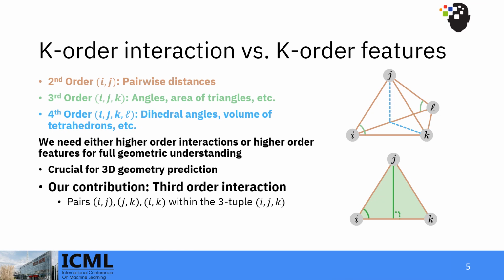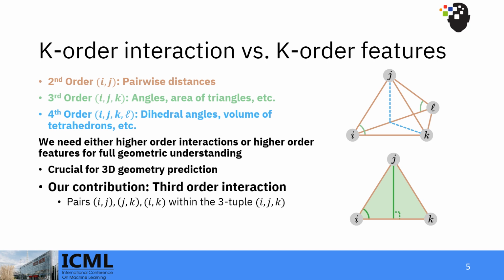It can be shown that the understanding of different geometric features is directly related to the order of the interactions within a model. We can either manually incorporate these features or design a more expressive model with higher-order interactions, which can infer these features. Second-order interactions within tuples only allow for understanding of pairwise distances, while third-order interactions within a 3-tuple ijk can allow for understanding of angles and areas of triangles. Similarly, dihedral angles require fourth-order interactions within a 4-tuple, but this would be computationally too expensive. In this work, we introduce third-order triplet interactions, which take place among adjacent pairs ij, jk, and ik, within a 3-tuple ijk.